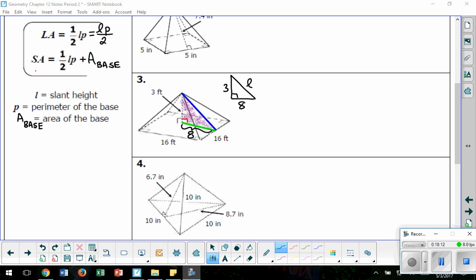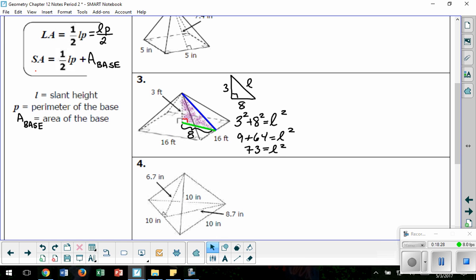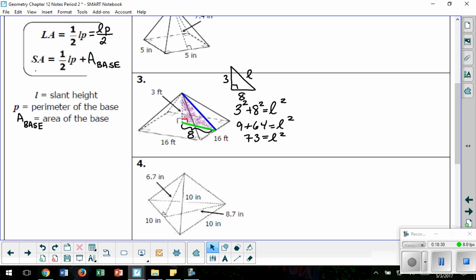Get the answer here: 3 squared plus 8 squared equals L squared, which is 9 plus 64 equals L squared. 73 equals L squared. So L is equal to the square root of 73, which we know is not going to come out nice and pretty. Okay, here's my suggestion, you guys. Don't multiply that out just yet. And if you did, don't erase it.